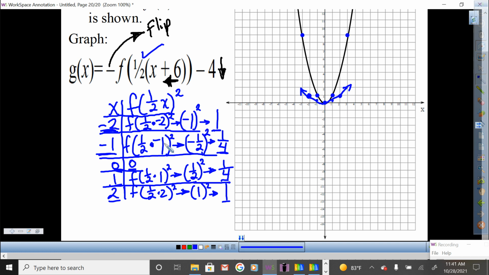Before I start moving it around, do you guys want to move it 6 left, 4 down, or do you want to do the flip first before we do the movement? What do you guys want to do? Flip? Okay, so then let me zoom in so we can see the flip, and I'm going to do the flip with green.